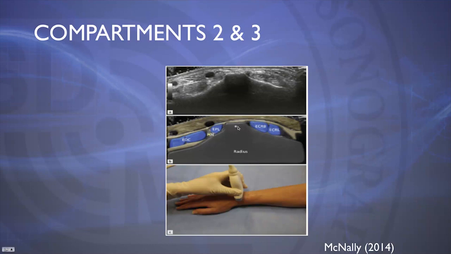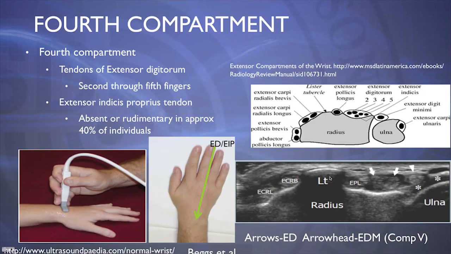And moving on to the fourth compartment, these are the tendons of the extensor digitorum, and these are going to be going to the second through the fifth fingers. If you can see this here, it's a large conglomerate of tendons, and as you move more distal, you'll see that they splay out as they're going to their appropriate digits. Some patients may have an extensor indicis proprius tendon. This is absent or rudimentary in approximately 40% of individuals, but it can be there. Just so you're aware of that.